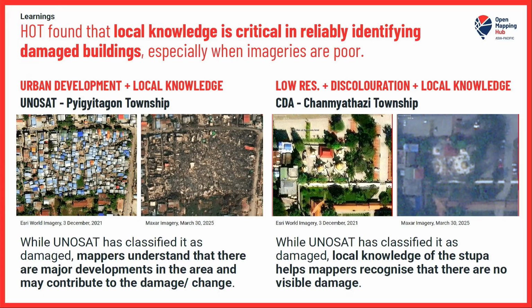And this one, for example, on the right side, UNOSAT has classified it as damaged. But local knowledge of the stupa helped the mappers recognize that there is no visible damage, although it is not very clear.